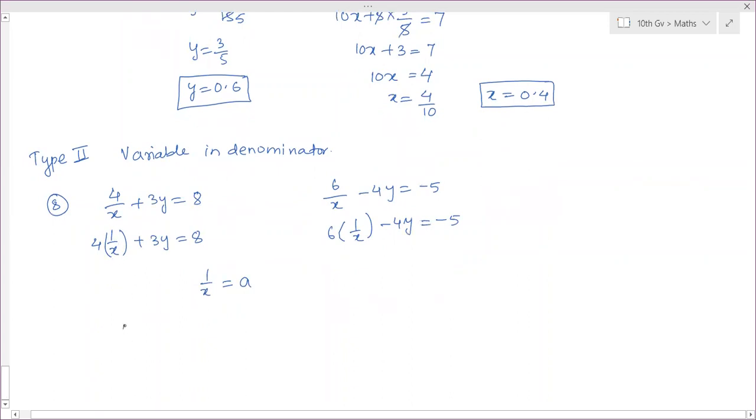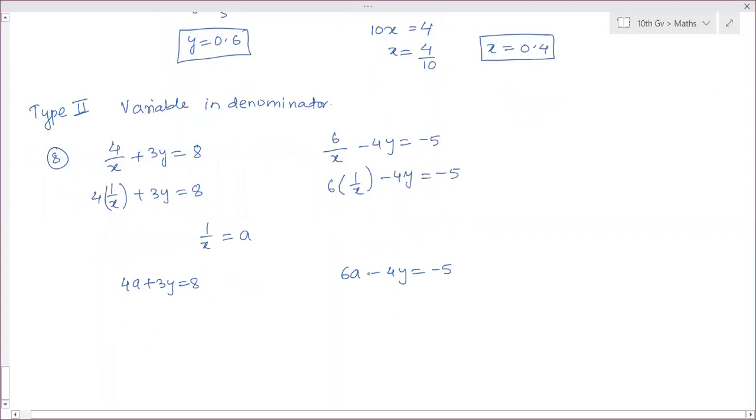So 4a plus 3y is equal to 8. And this equation will become 6a minus 4y is equal to minus 5. Now this is in proper form. So find the value of a and y. We have to calculate the value of a as well as y, and at the end we will substitute a's value back in terms of x.